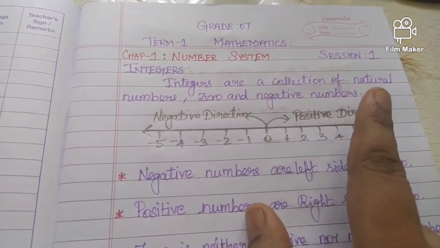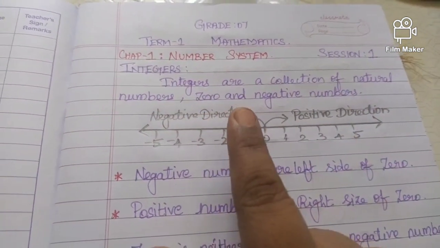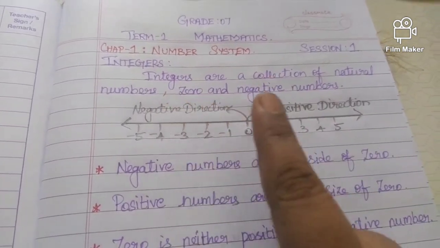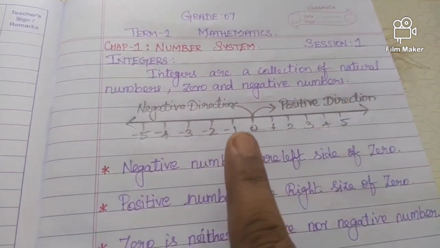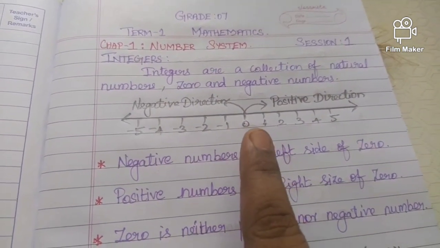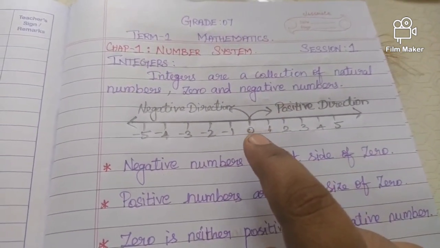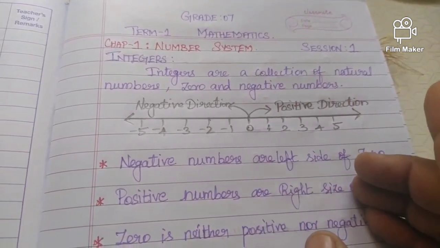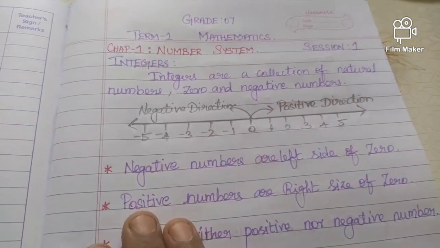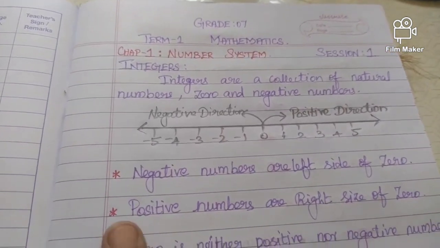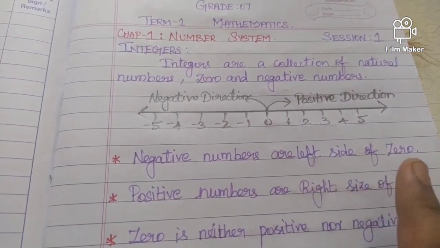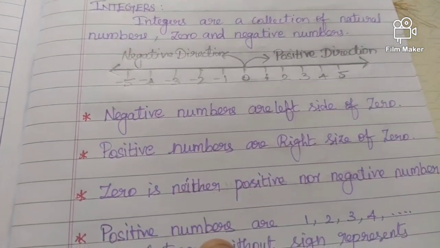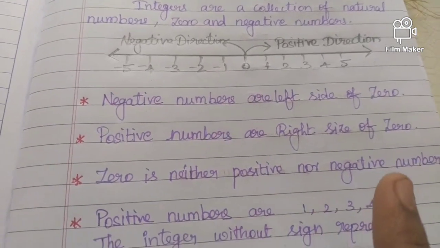Integers are a collection of natural numbers, 0 and negative numbers. Here I have drawn a number line, for example. 0 is in the middle. The right side is the positive direction and the left side is the negative direction. Negative numbers are on the left side of 0, positive numbers are on the right side of 0. 0 is neither positive nor negative.